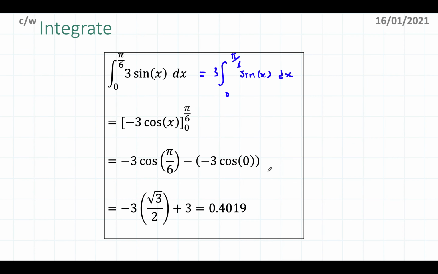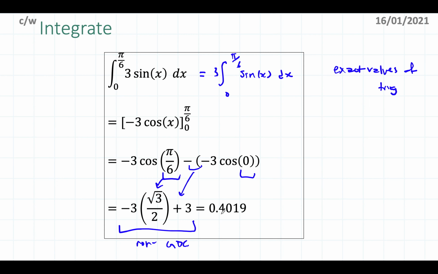If it was a non-calculator paper, you can actually keep it as this, because you need to remember the exact values of trig. If you know the exact values of trigonometry, you would know that cos pi over 6, which is basically 30 degrees, is root 3 over 2, and that cos of 0 is equal to 1, which is why negative and negative give you the plus, and the 3 goes in there. If it was a non-GDC, non-calculator question, then you can leave it as a fraction. If it was a calculator question, then you just write the final value in there.